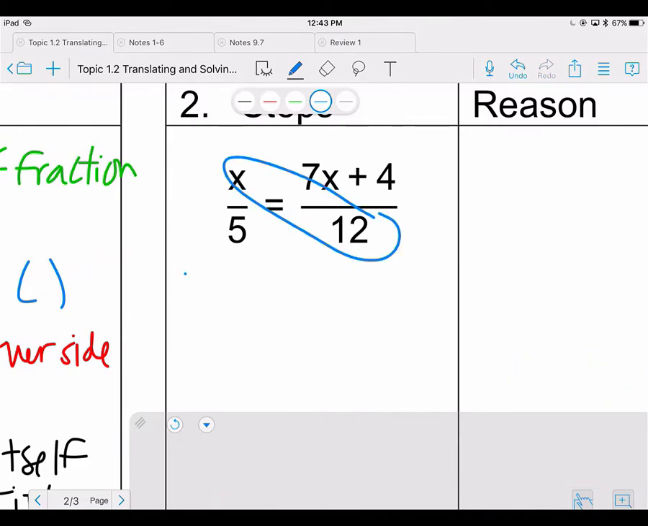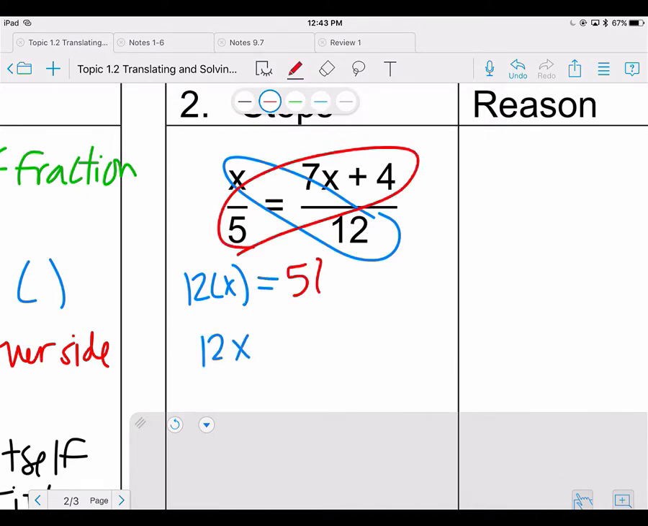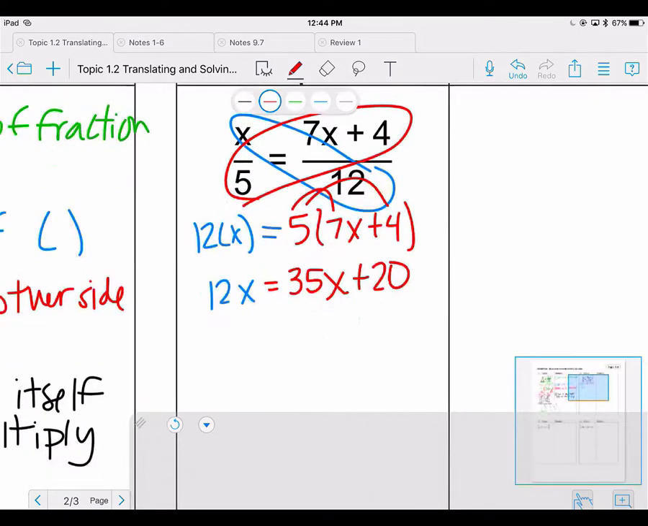So butterfly, 12 times x, which would just be 12x. Definitely watch it over here. 7x plus 4 all goes in parentheses. So 5 times 7x is 35x. And 5 times 4 is 20. Make sure you distribute both of those terms.